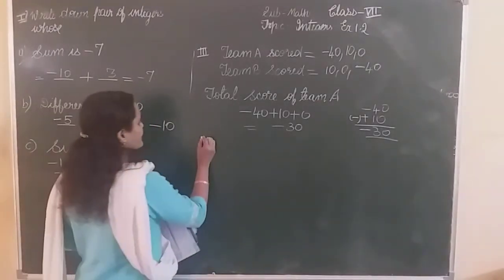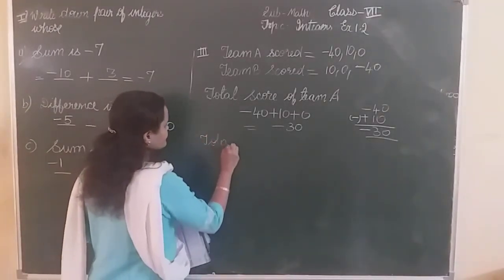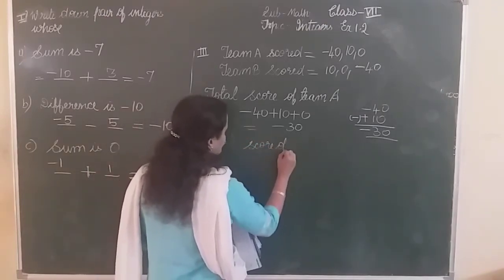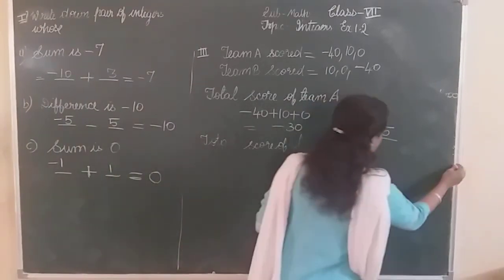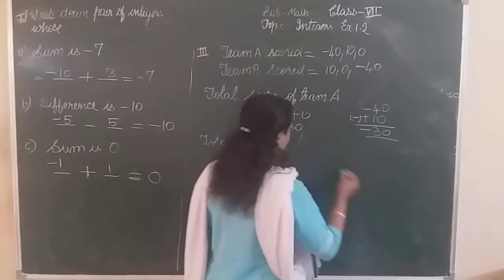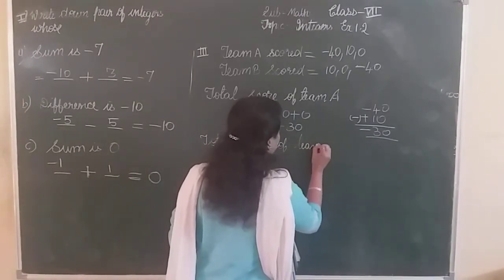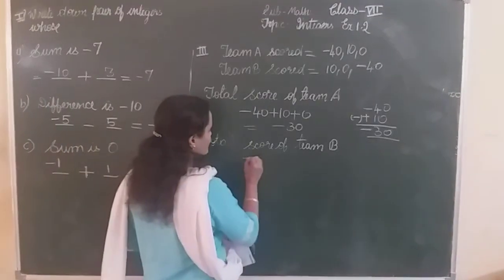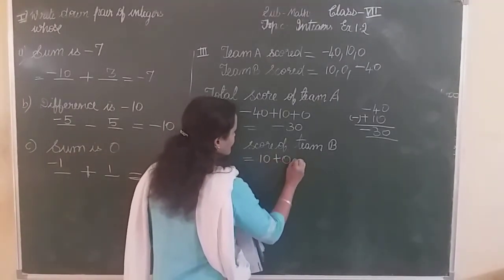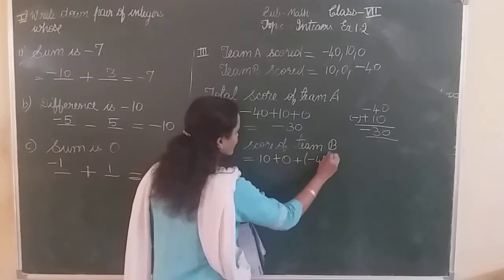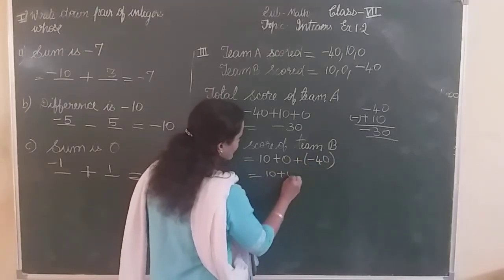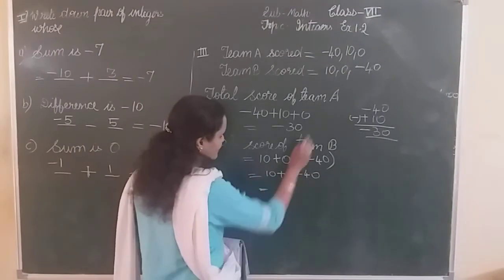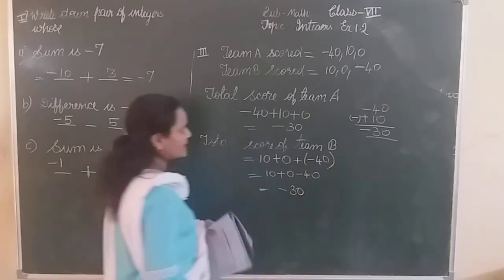Okay. Now take the total score of team B. Total score of team B. They have scored 10 plus 0 plus of minus 40. First we will open the bracket. 10 plus 0 minus 40. 10 plus 0 is 10. 10 minus 40 is again minus 30. Put it in a vertical way. You get the answer as minus 30.